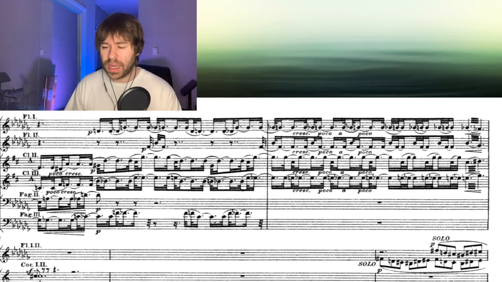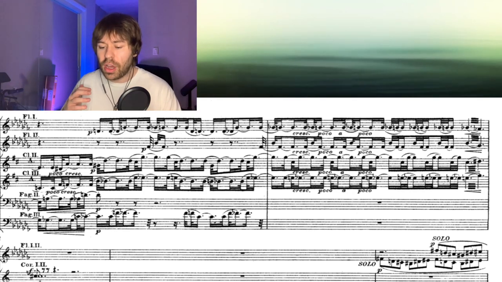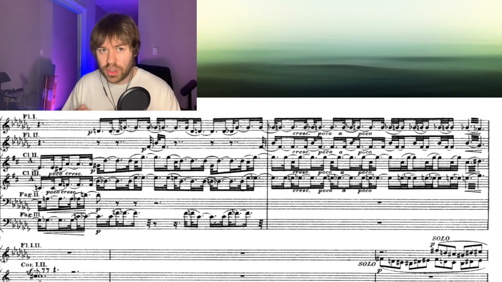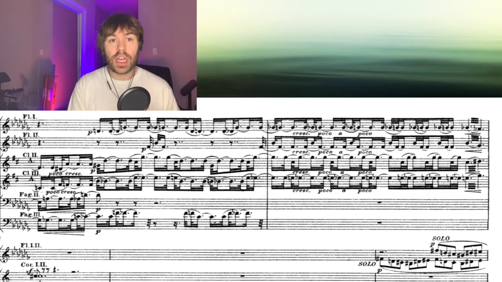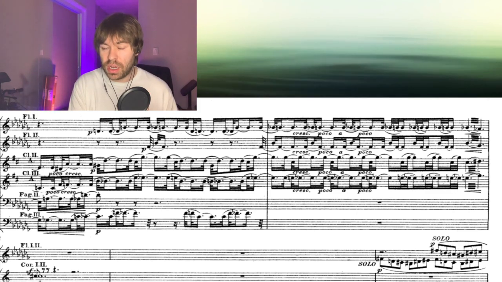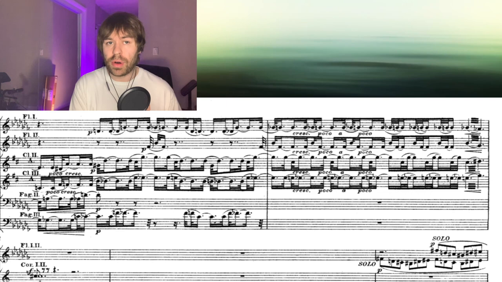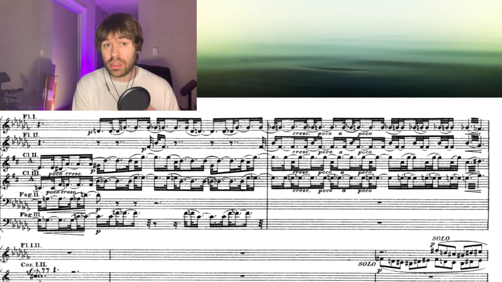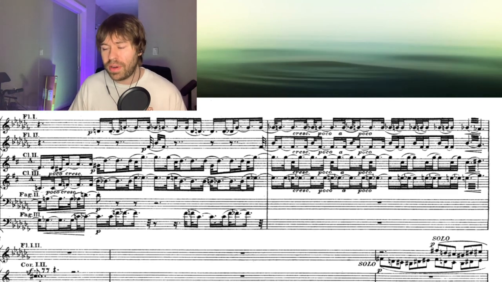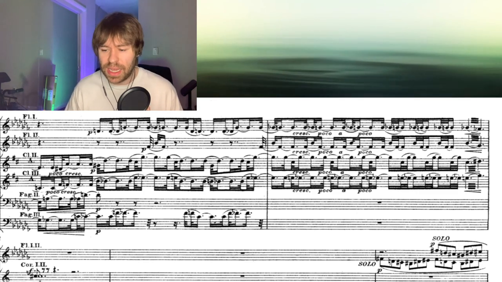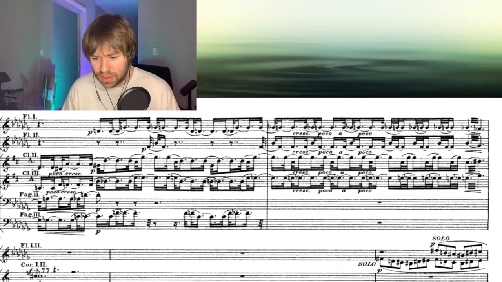We're going to talk about form and orchestration in a minute. But the harmonic language of the Firebird is really rooted in these things and also the romantic tradition of Rimsky-Korsakov and Borodin. And that connection to the Kuchka that I mentioned earlier comes back in some pieces, for example, the Khorovod and the lullaby at the end. But I'm getting ahead of ourselves. Let's stick with where we're at.